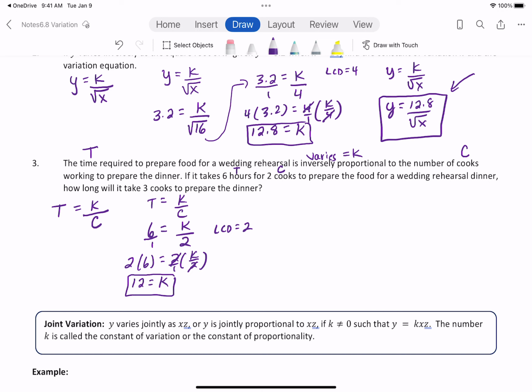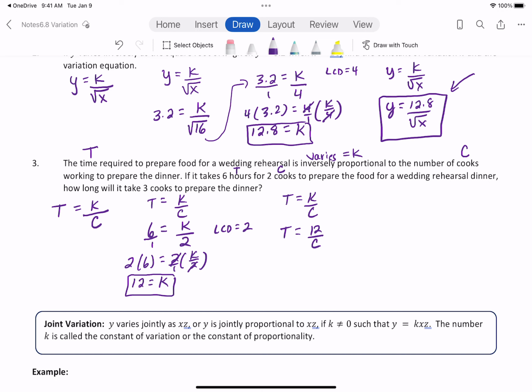So now that I know my constant of proportionality, we can do what we did in those first problems, and I can say now I know T equals 12 over C. And this is what I was talking about. Now that we have that general equation, we can actually use that to now solve for any situation where I'm given what T and C are. And that's what the next part is.